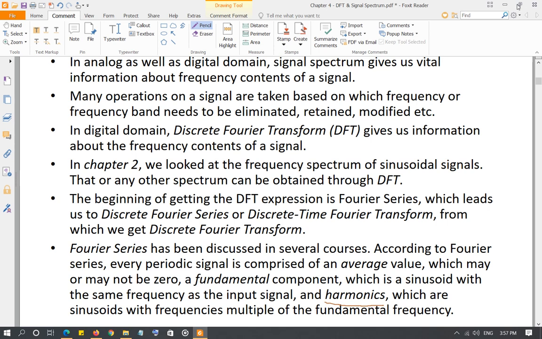So again, to reiterate, the Fourier series tells you that every analog periodic signal is comprised of three components: an average value, which may be 0, may not be 0, a fundamental component which will always be present, that is a sinusoid with the same frequency as your input signal, and some harmonics. Now, if it is only a pure sinusoidal signal, a tone signal, as we call it, then of course there is no harmonic, because that's the frequency of the periodic signal, which is the fundamental frequency.